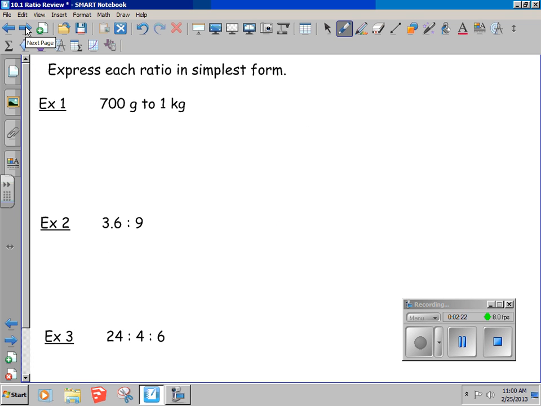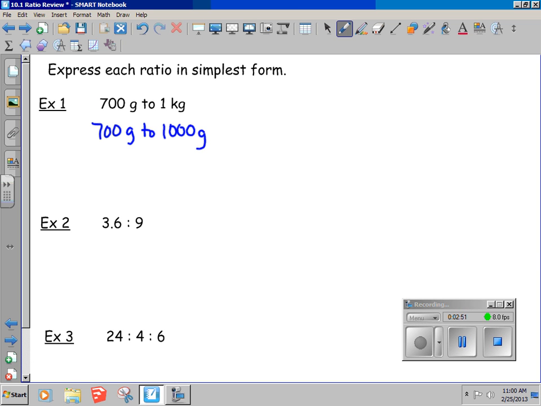You copied the directions in your notes. Example 1, we need to express this ratio in simplest form, 700 grams to 1 kilogram. Well, when you look at it, the first thing you should notice is that we don't have the same units, so we have to convert to the same units. It's easiest to convert 1 kilogram to 1,000 grams, so we end up with 700 grams to 1,000 grams.